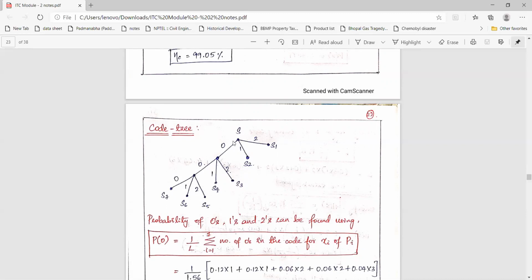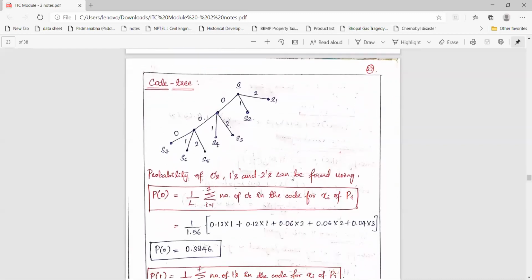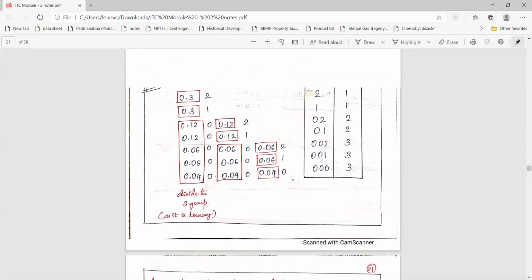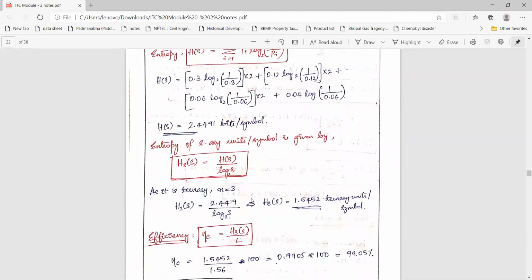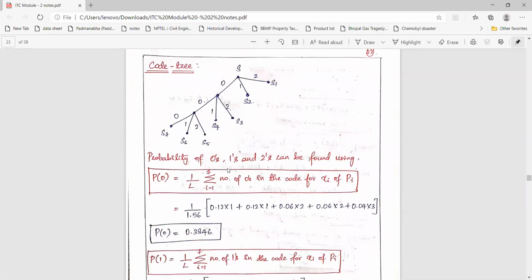So I'll name it as S5. And for S6 we have 0, 0 and 1. And similarly for S7 we have 0, 0 and 0. So this is how we draw the code tree. And then in the problem, they've also asked us to find the probabilities of zeros, ones, and twos, isn't it? So the probabilities of zeros and ones and twos are found using this formula.